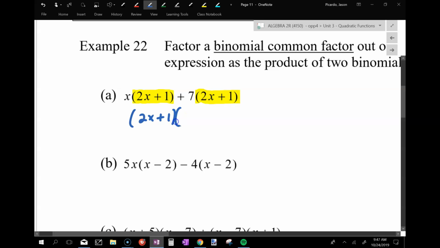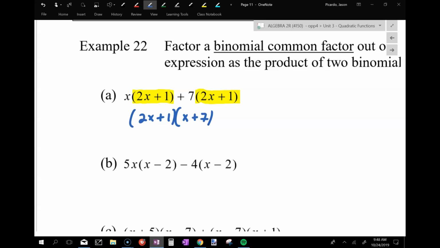Now, this is where I'm going to ask a question that's going to be a little weird, okay? John, if I take 2x plus 1 out of this, what's left? X. Plus, if I take 2x plus 1 out of this, what's left? X plus 7. Okay? Just bear with the process for a minute. You'll see why we're doing it in like 5 minutes, okay?